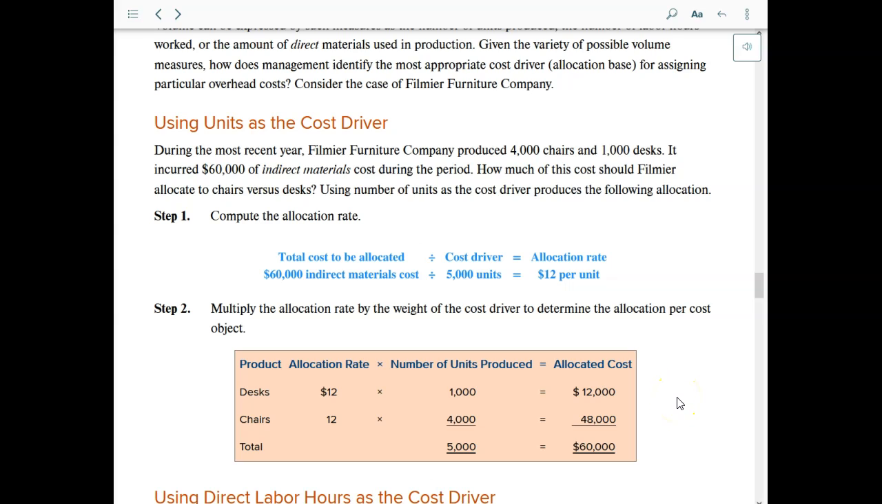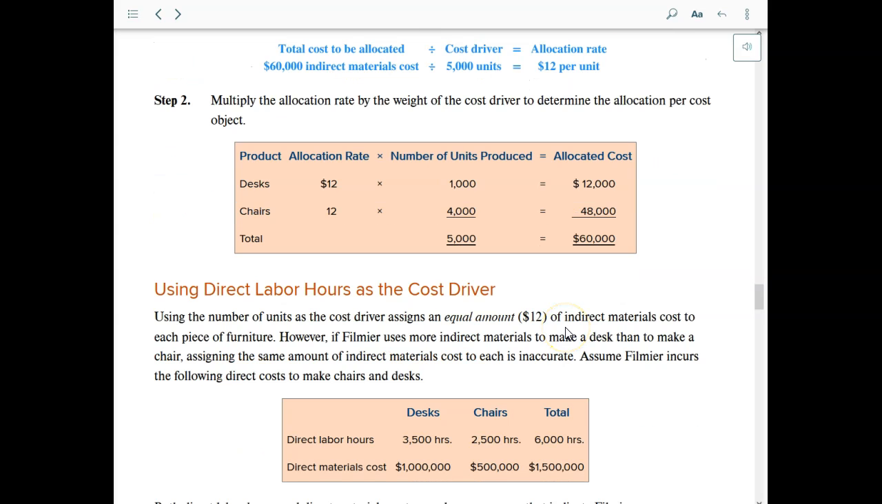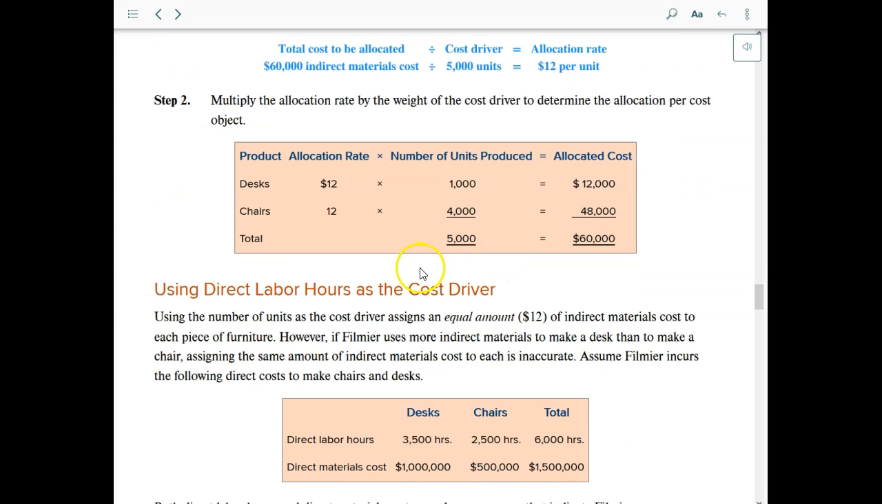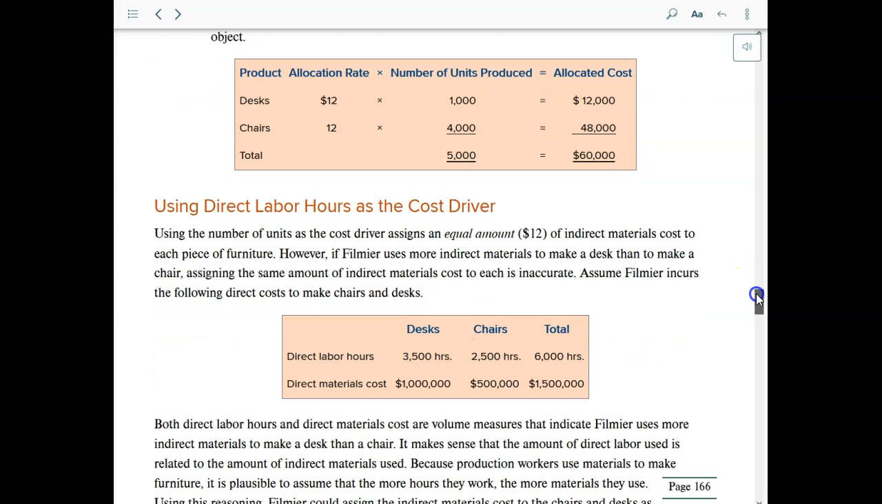Is that the best cost driver to use? Is the unit a cost driver? That's a matter of opinion. Okay, let's go down here. What if we use direct labor hours as a cost driver? Not units, but direct labor hours. Well, if we do this, let me see how much I can keep on the screen. I'm not going to be able to do that. Anyway, direct labor hours.